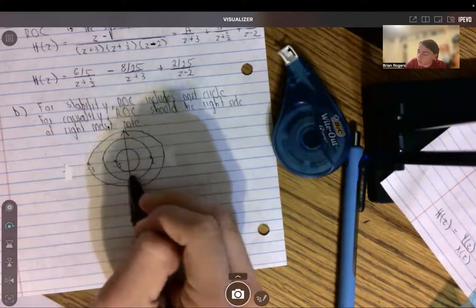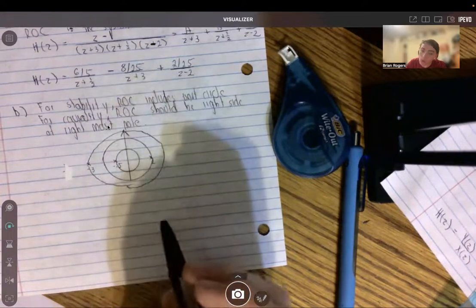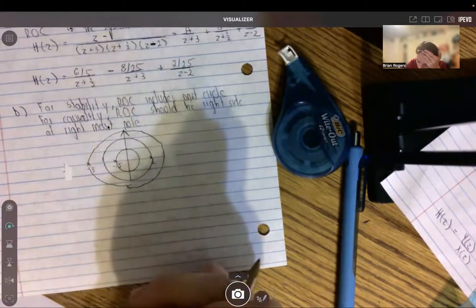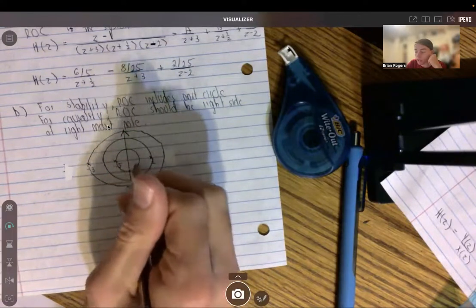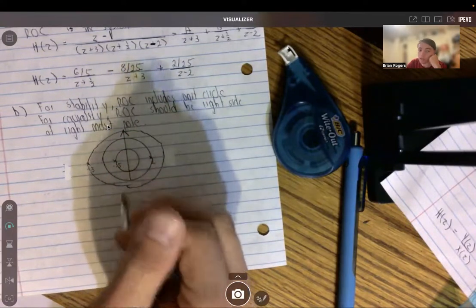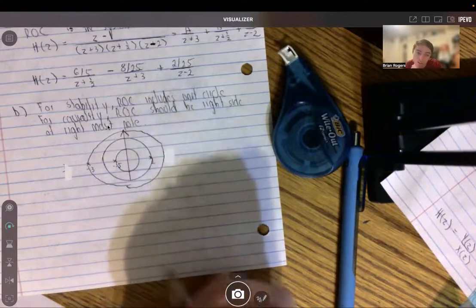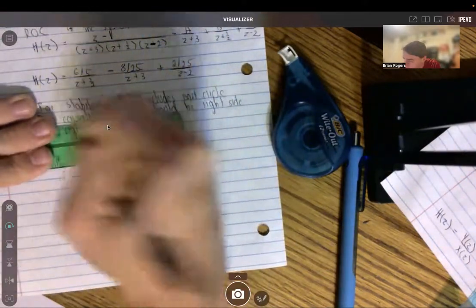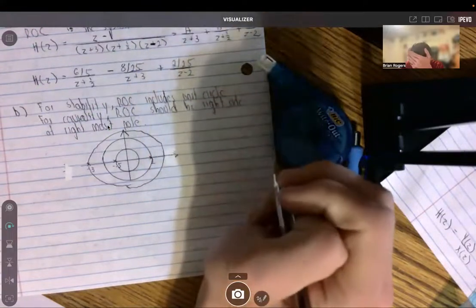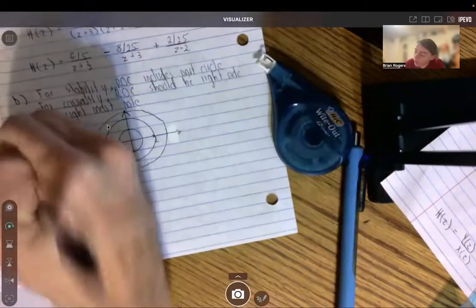2 makes that circle around it, and 3 as well, because when you do your region of convergence, you have to remember it's the absolute value. So it's any point that's that same distance away from the origin, because the absolute value is going to give you your distance.